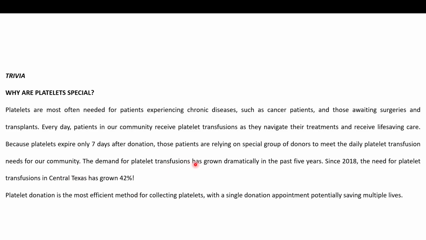So the demand for platelet transfusions has grown dramatically in the past 5 years. Based on the data from Central Texas, since 2018, the need for platelet transfusions has grown by 42%. And platelet donation is the most efficient method for collecting platelets, with a single donation appointment potentially saving multiple lives.